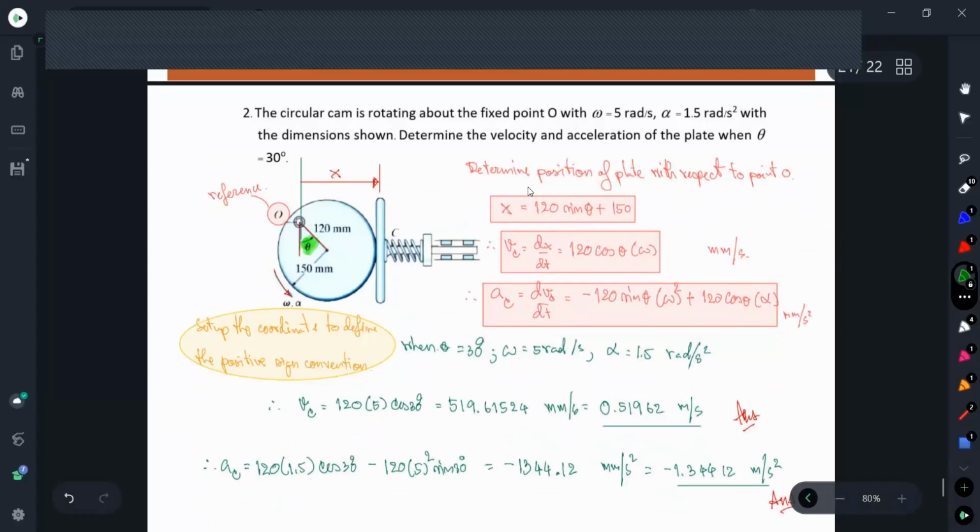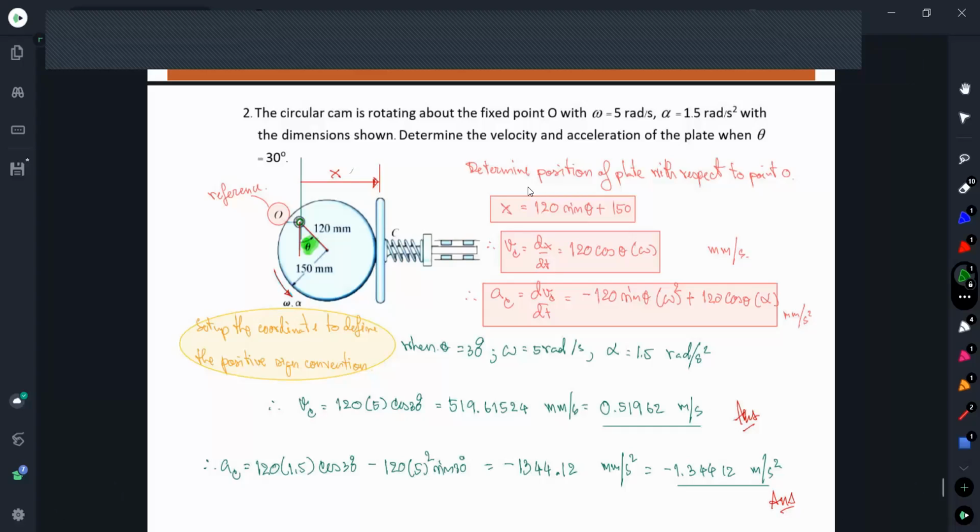For the last one, we have a circular cam rotating about a fixed point O with omega equal to 5 radians per second and alpha equal to 1.5 radians per second squared. With the dimensions as shown, we would like to find the velocity and acceleration of the plate when theta equals 30 degrees. We set up the reference at point O, and we measure the plate C, defining x as the position of the plate.